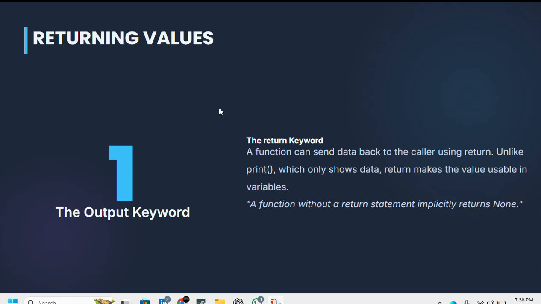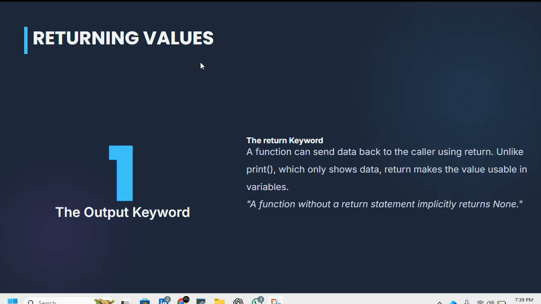One common mistake for beginners is confusing print with return. While print simply displays text on the console, the return statement sends a value back to the caller. This allows you to store the function's output in a variable and use it later in your program. Remember, once a function hits a return statement, it stops executing. The function can send data back to the caller using return, unlike print, which only shows data. Return makes the values usable. A function without a return statement implicitly returns None. That is returning values.